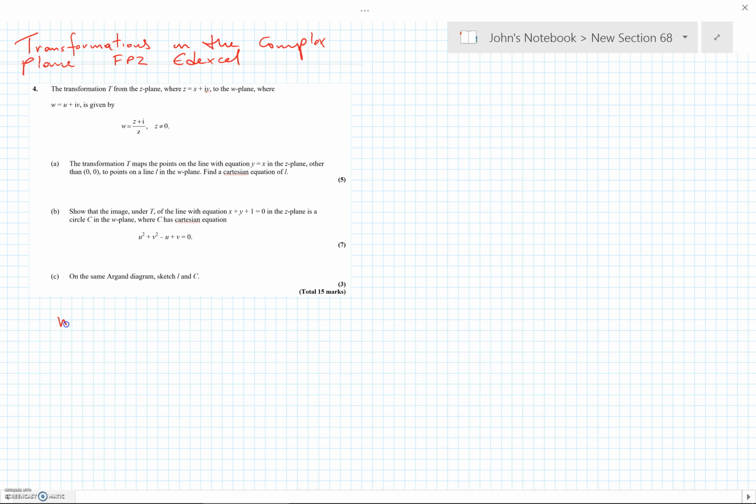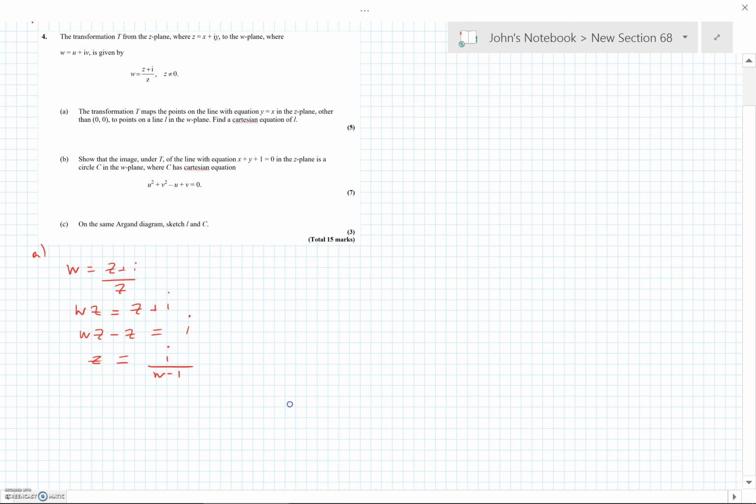So we can say W is equal to (Z plus i) over Z, we're doing part A. WZ is equal to Z plus i, and WZ minus Z is equal to i. So Z is equal to i over (W minus 1).